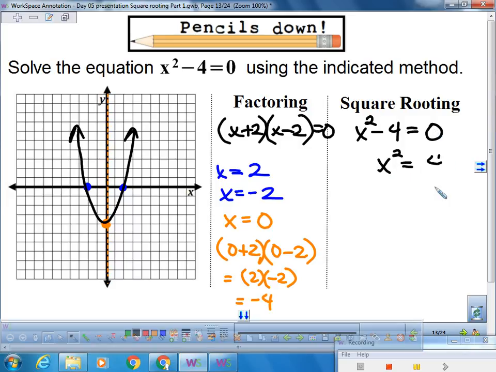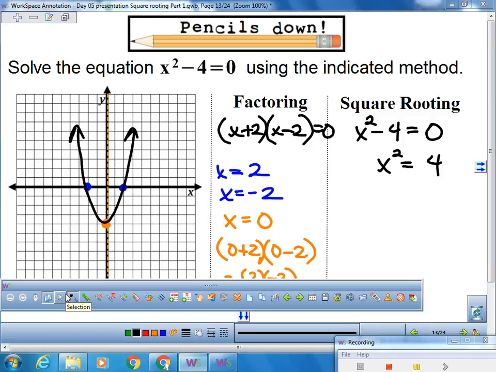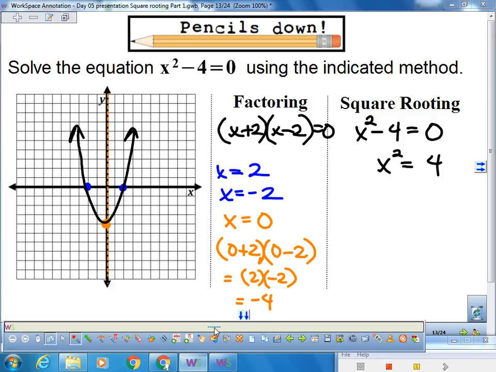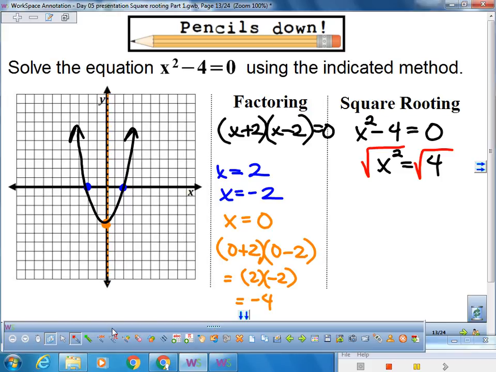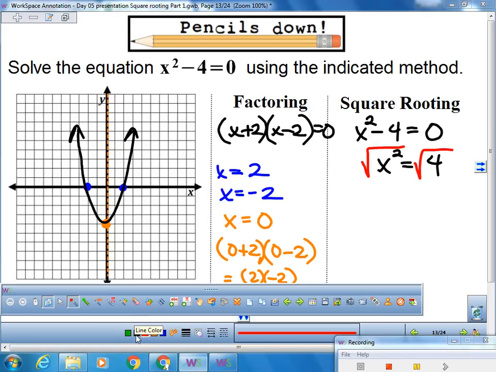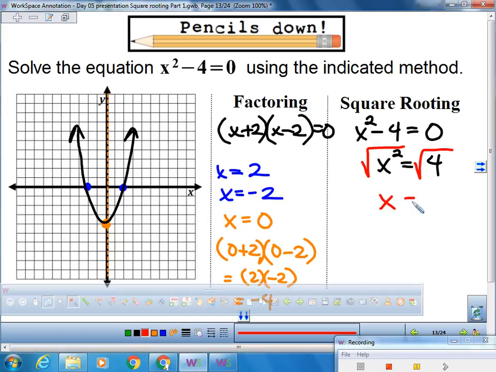As soon as I have squares on both sides, I can now do the inverse of squares, which is square rooting. So I'm going to take the square root of both sides. When I take the square root of both sides, this comes out of the square root, so it's just x, but I have to consider plus or minus the square root of 4, which is 2. The reason for that is this is ambiguous. Check this out. If I had 2 and I squared it, what would I get?